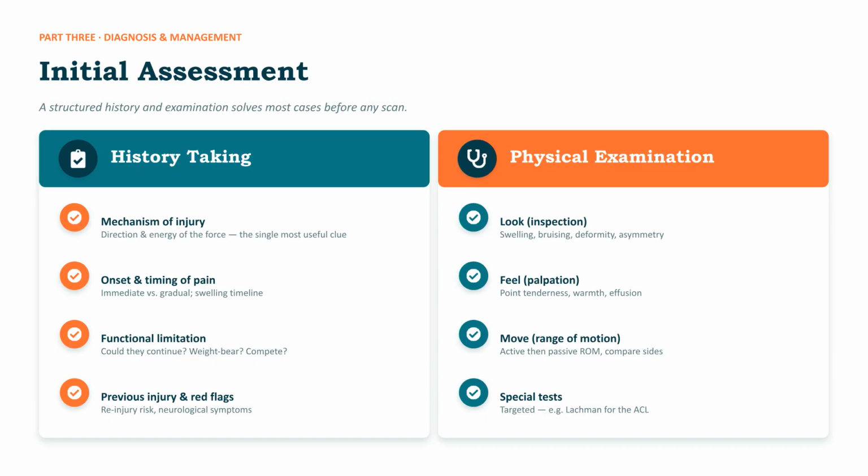Onset and timing of pain, immediate versus gradual, and the swelling timeline. Functional limitation. Could they continue, weight bear, compete? And previous injury, plus red flags like neurological symptoms.